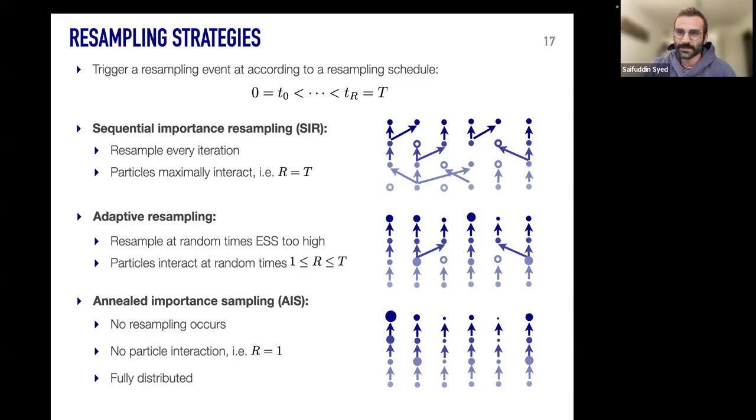Third special case, this is actually also quite important. This was first proposed by Radford Neal, and is called annealed importance sampling, which corresponds to doing no resampling whatsoever. So this is a special case of sequential Monte Carlo samplers. In this case, R is equal to 1. And this has the other advantage where no particles need to interact with each other. So you can do this fully distributed.